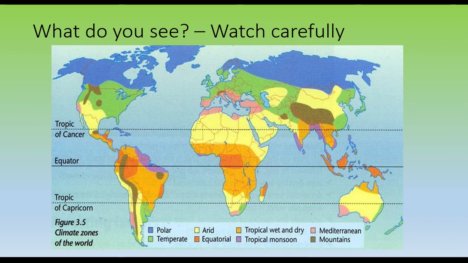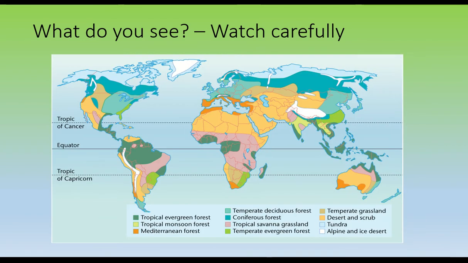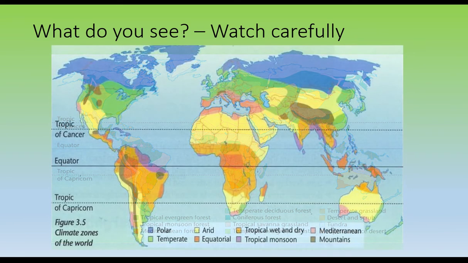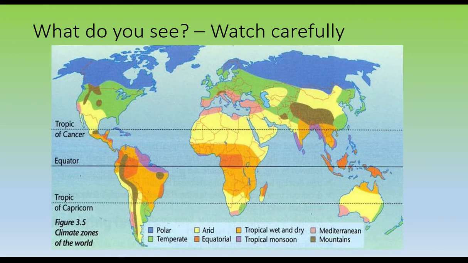You might at first glance think they show the same thing because they're just color-coded maps, but this second map, which is on the screen now, shows the climate zones of the world. So the first map shows where those biomes are located, and the second map shows the type of temperature and precipitation you'll find in these areas. And we give those climates different names.